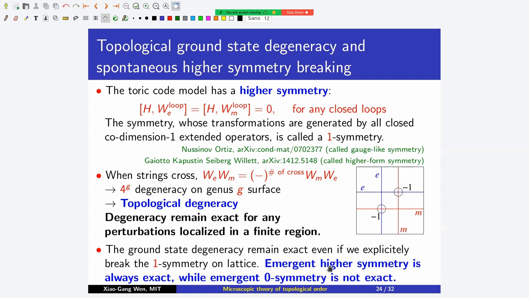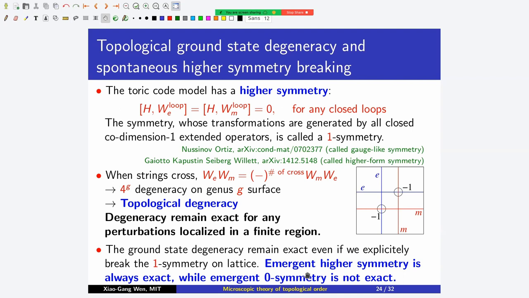Whenever we have an emergent higher symmetry, then at low energy we have a higher symmetry. But they are not only there, they are exact, really exact. Really exact means solid. For a finite system, they are not exact, but as system size goes to infinity, they become exact below a certain energy scale. This seems true for higher symmetry, but not for zero symmetry. For zero symmetry, we may have emergent symmetry below a certain energy scale, but this symmetry may be approximate. As you lower the energy, it may become more accurate, but for any finite energy, they are approximate.